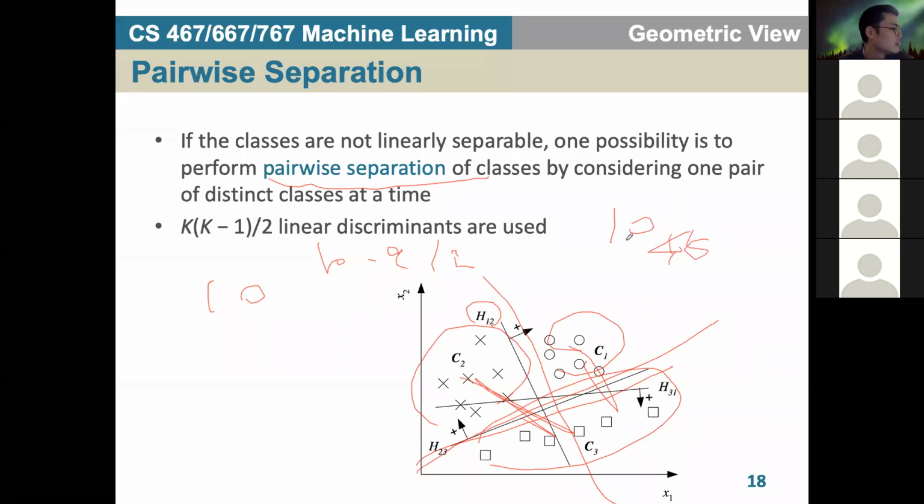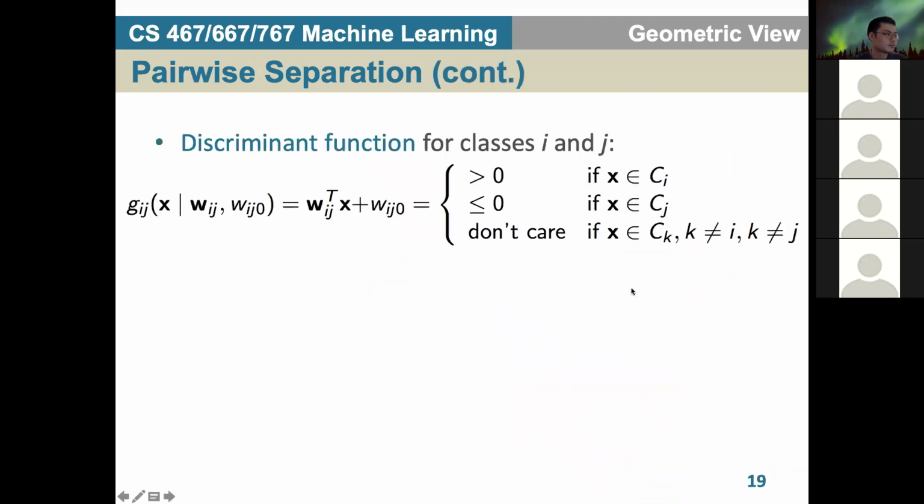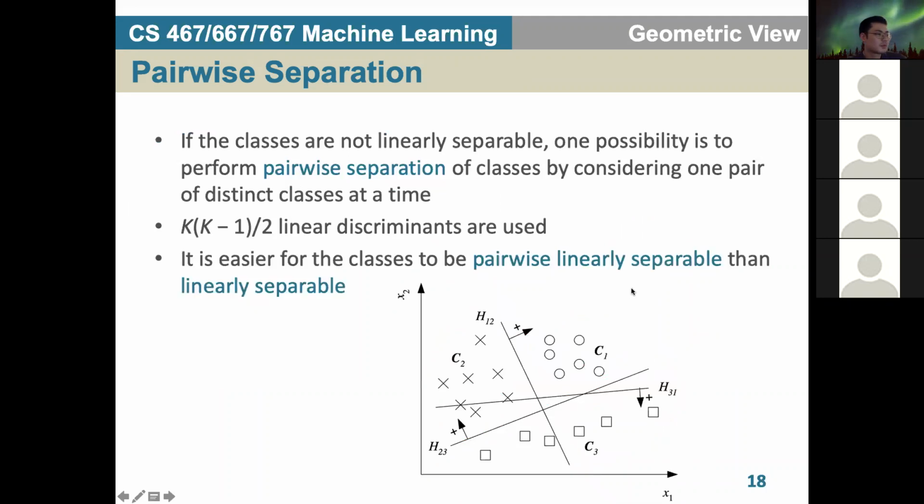This is more expensive. And the discriminant function here is a linear function. If you use a support vector machine, it's a classifier, which is more expensive. We will see support vector machines later; here is just to give some concept. So it's easier for classes to be pairwise linearly separable than linearly separable. Here they are pairwise separable, but you have no way to separate one class from all the rest.